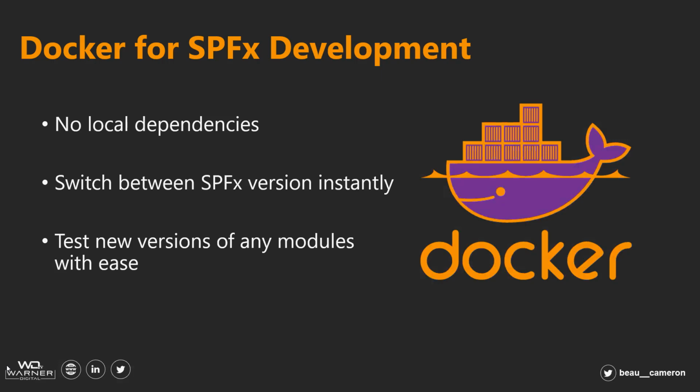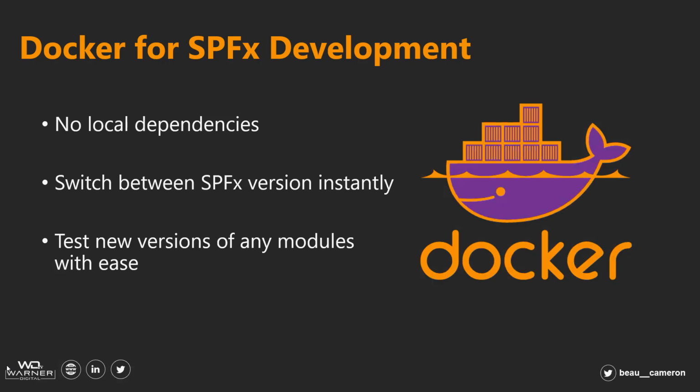And then using Docker, there's no local dependencies you need. You don't need to install Node or Gulp or Yeoman. You would still obviously install VS Code for your code editing or anything else. You don't have to use VS Code. But the beauty of Docker is that it lets you, as it says, switch between SharePoint Framework versions almost instantly. And the SharePoint Framework versions do get updated, but sometimes you may be working with solutions that are using an older version. So it allows you to maybe test new versions of the SharePoint Framework without messing up your environment because it is an isolation.